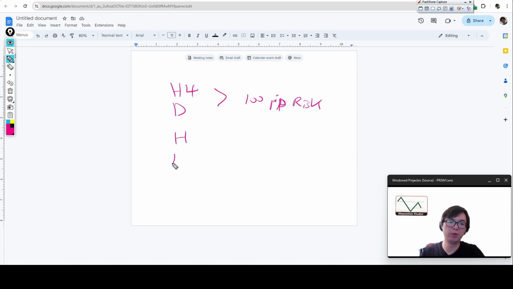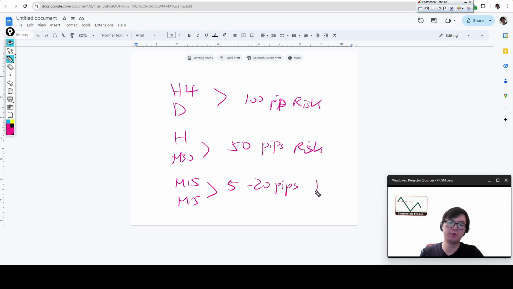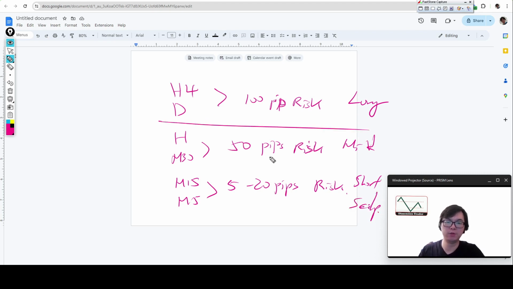According to the 4-hour and daily, we are looking at about 100 pips of risk, and hourly and 30 minute, we are looking at about 50 pips of risk. On the 15 and 5 minute, this is going to be between 5 to 20 pips of risk. So this is good for long term, this is good for mid term, and this is good for short term, which is scalping.